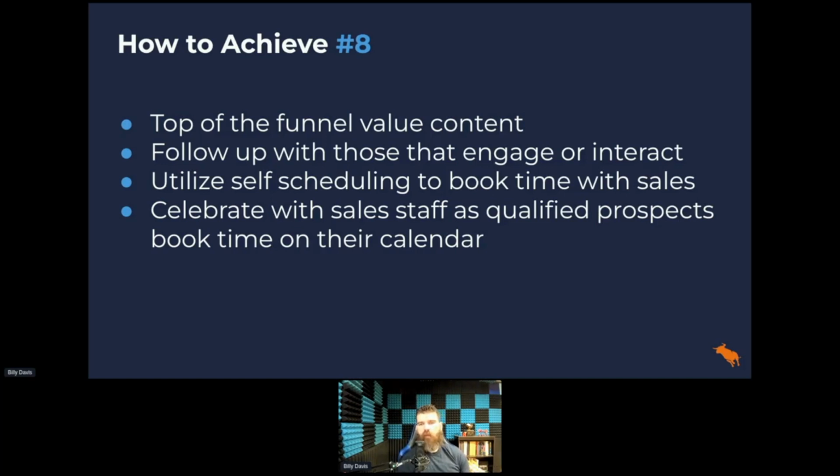Then you can follow up with those prospects or leads that engage or interact with that email. Oftentimes you'll have a call to action: visit our web page for more, download our salary guide, download our market tips and trends, right?